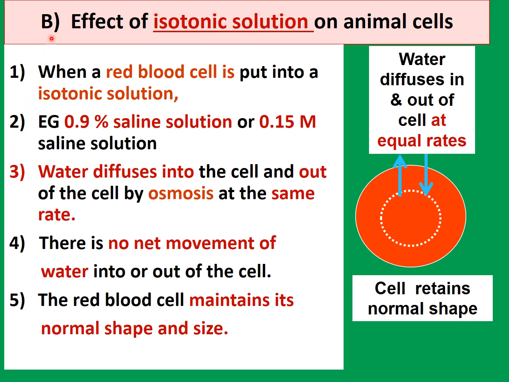Secondly, let's discuss the effect of isotonic solution on animal cells. When a red blood cell is put in an isotonic solution, such as 0.9% saline solution or 0.15 molar saline solution, water diffuses into the cell and out of the cell by osmosis at the same rate. Take note that the isotonic solution to the cytoplasmic fluid of red blood cell is 0.9% saline solution. It has the same concentration as the cytoplasmic fluid of red blood cell. Or if we are using the unit molar, it is 0.15 molar saline solution.